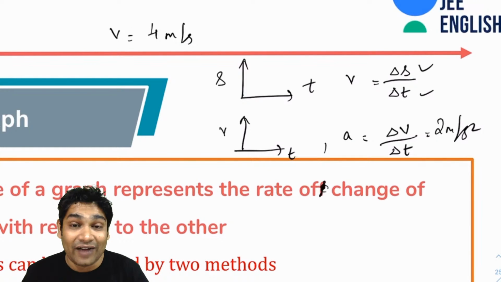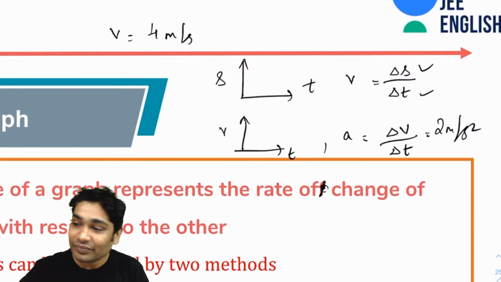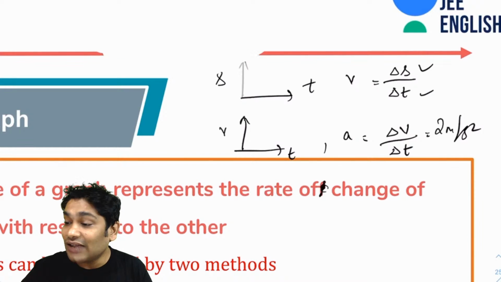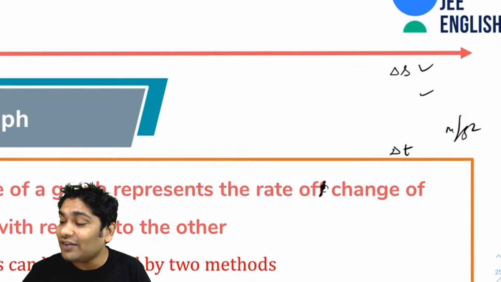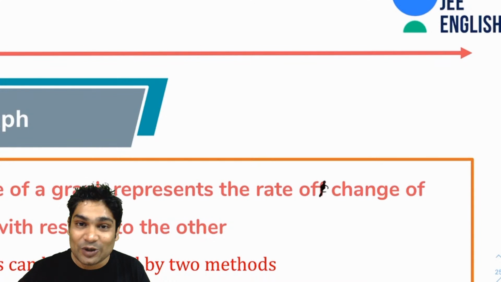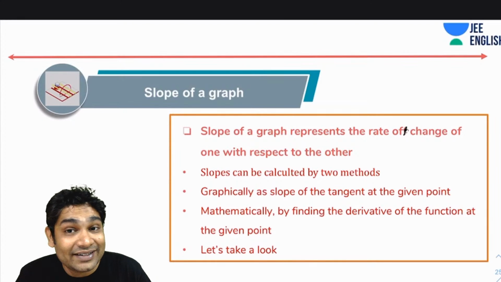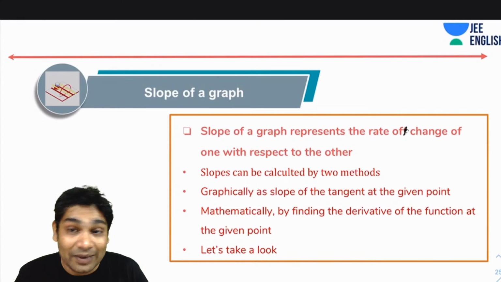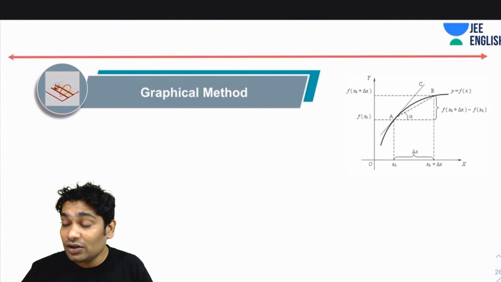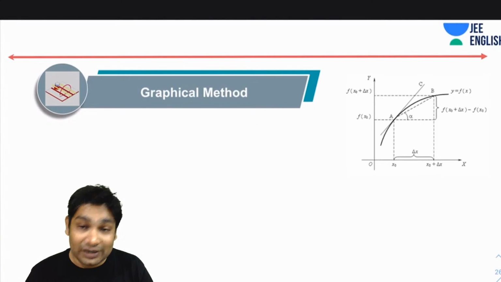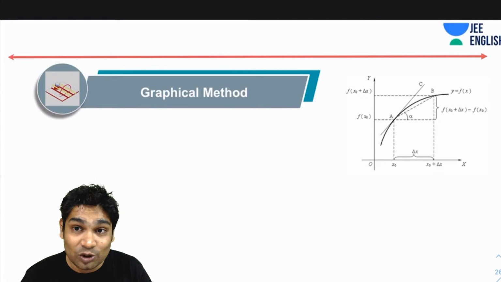Why? Because we are defining things in physics that way. So that is why we are talking about slopes, and that is why we are trying to understand how to calculate slopes. Now slopes can be calculated using two methods. One is graphically and another is mathematically. So let's take a look. As I said, let's talk about the graphical method first. How do you calculate the slope graphically?